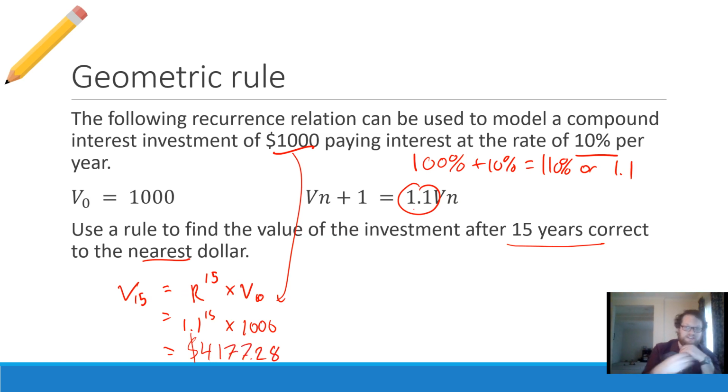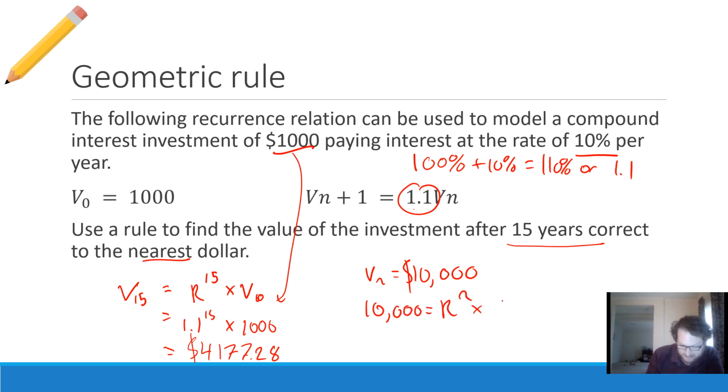You can also use this to figure out other things. We could figure out, well, when is it going to reach V? When is Vn going to reach, let's say, 10,000? When is it going to get to $10,000 worth of value? You would put 10,000 equals r to the power of n times V naught. Now the reason that we're not going to do this one is because you would then need to do some logarithms and stuff like that to figure that out. So we're not going to worry about this guy here.